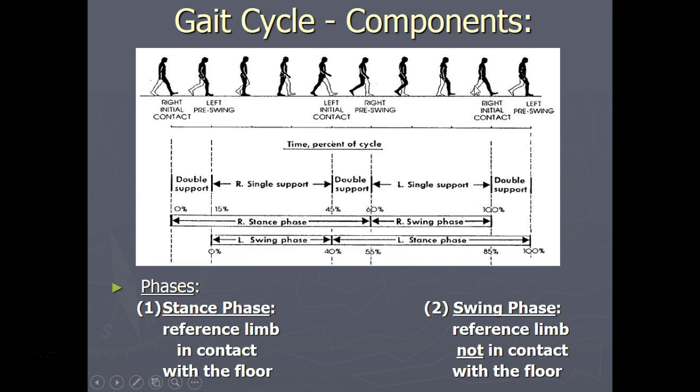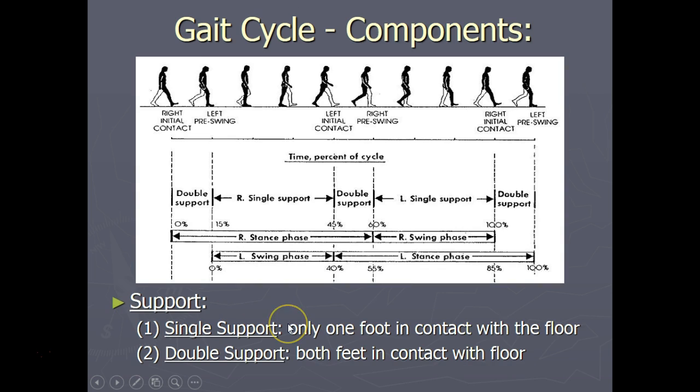Ultimately, if you're in the gait literature and you're actually reading it, some gait researchers will say there are more phases to gait, but for the most part, there's either a stance phase or a swing phase. There's either a phase where the foot is in contact with the ground or it's not. As we look at other components of gait, we really have to consider this idea of single support and double support. Single support is when only one foot is in contact with the floor, and double support is when both feet are in contact with the floor.